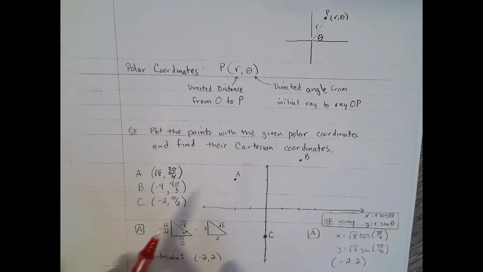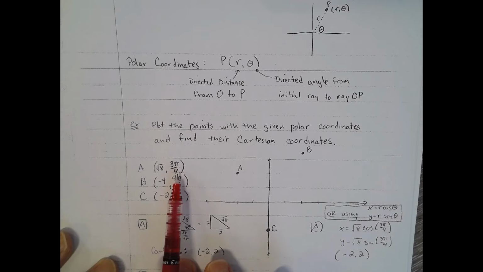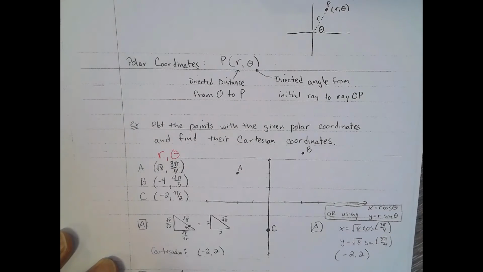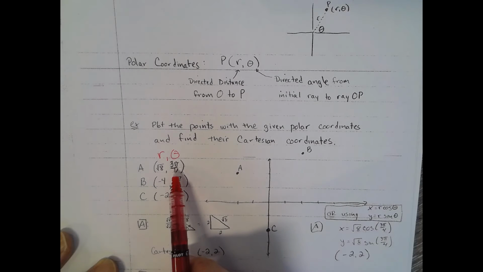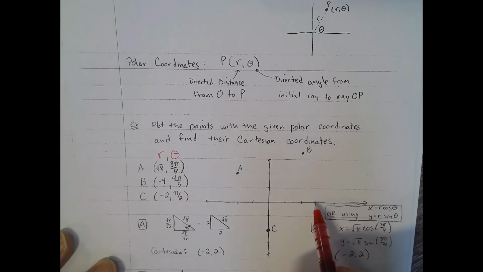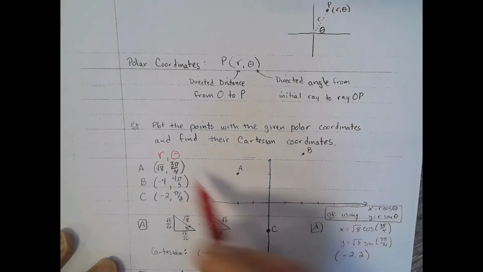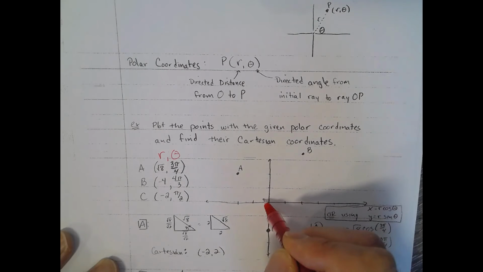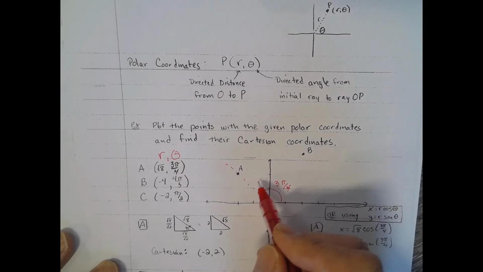So I have square root of 8, comma, 3 pi over 4. So remember, this is r, comma, theta. So the distance from the pole is square root of 8, and our angle is 3 pi over 4. So 3 pi over 4 is 135 degrees right over here. And our distance is square root of 8. So A, it's along the line where this is 3 pi over 4, and it's square root of 8 units from the pole right there.